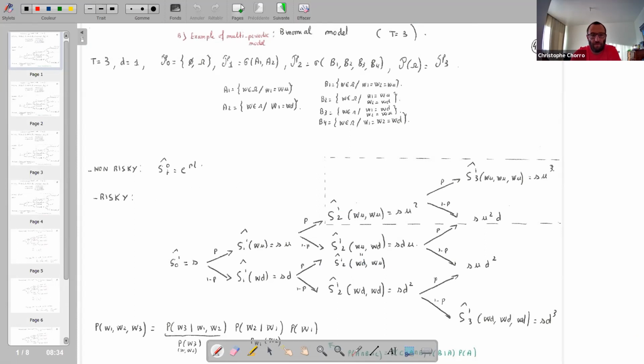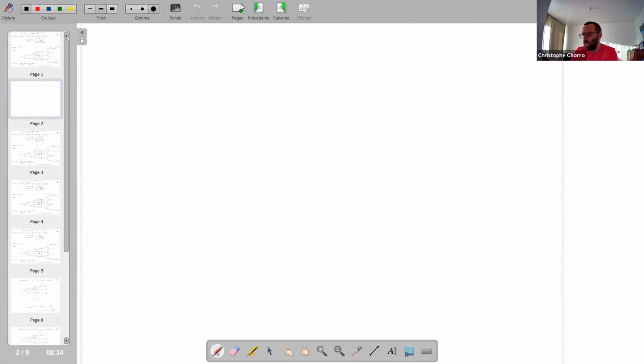So first of all, I just want to remind you what we have done in the case of the binomial model for capital T equal to 1, that is the one period binomial model. For the binomial model with capital T equal to 1, we are in this situation.